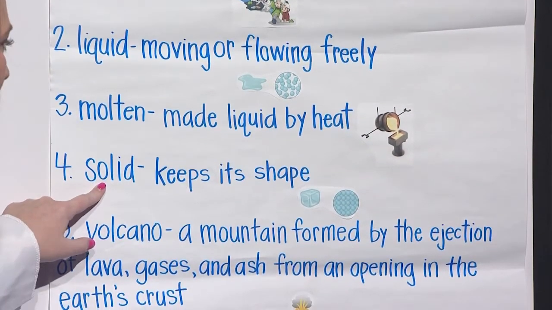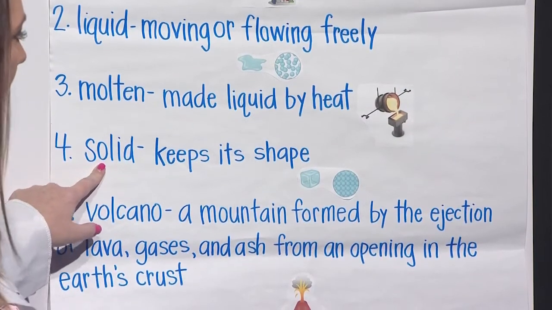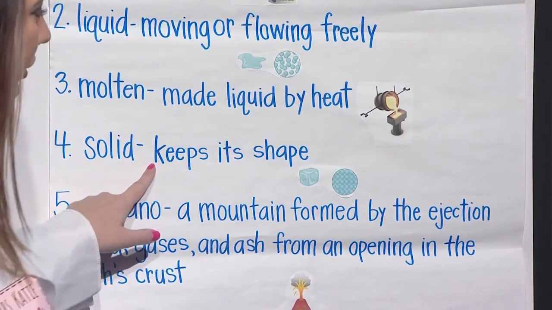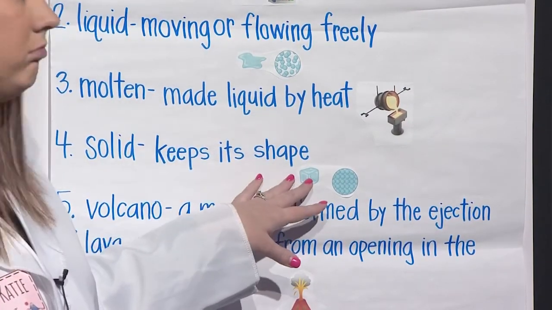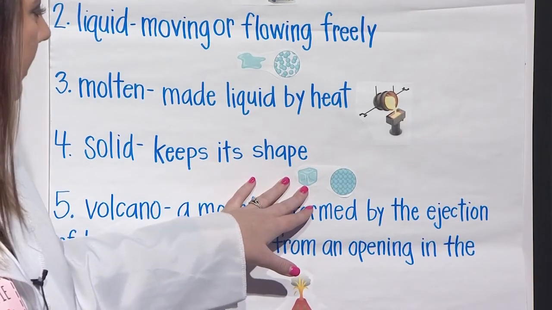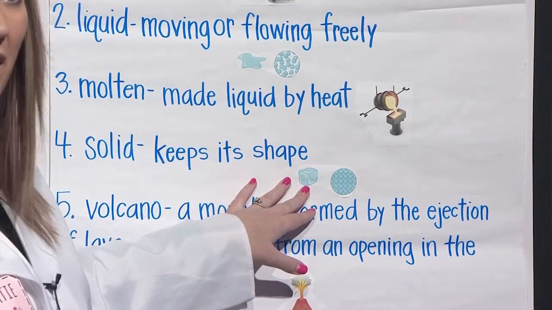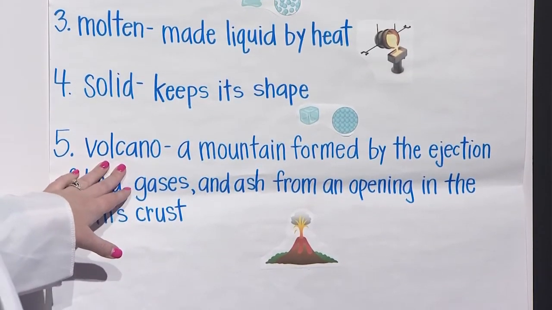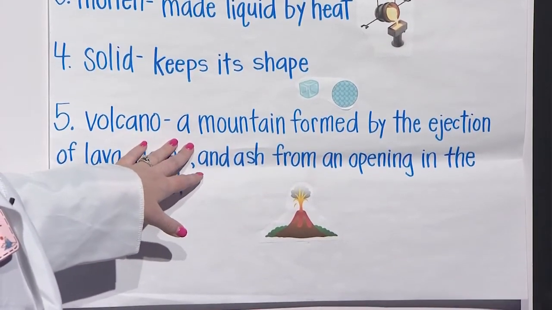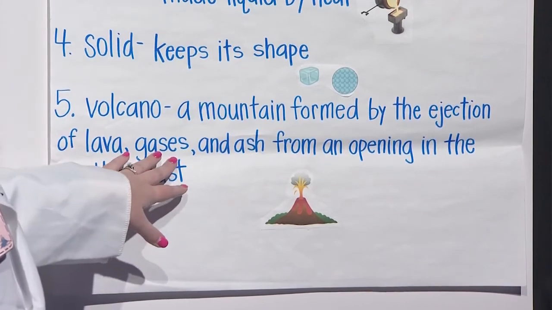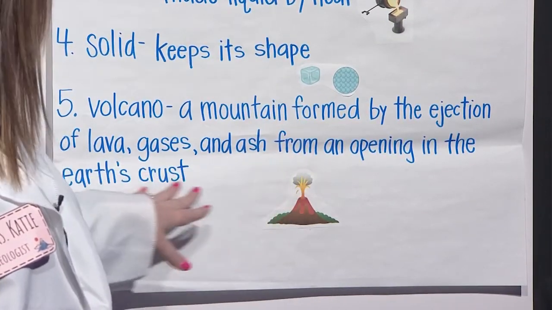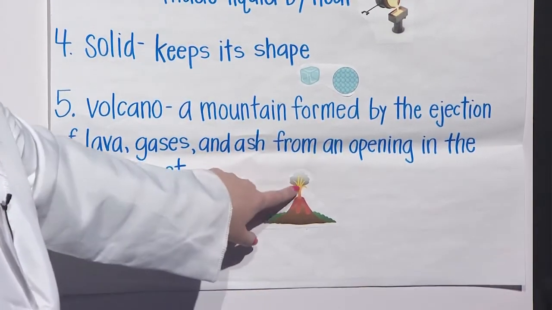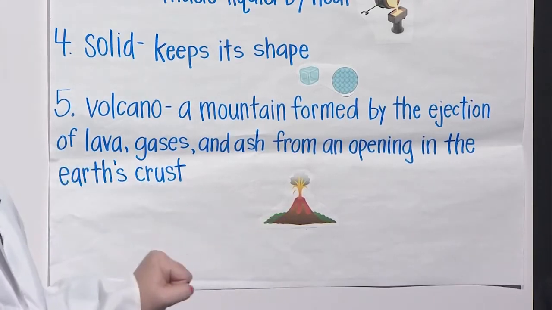Number 4 is solid. We talked about this a second ago. Solid keeps its shape. When we take water and we freeze it, it turns into a solid, which is what we call ice. Last but not least, volcano. A mountain formed by the ejection of lava, gases, and ash from an opening in the Earth's crust. And here we have a picture of a volcano.